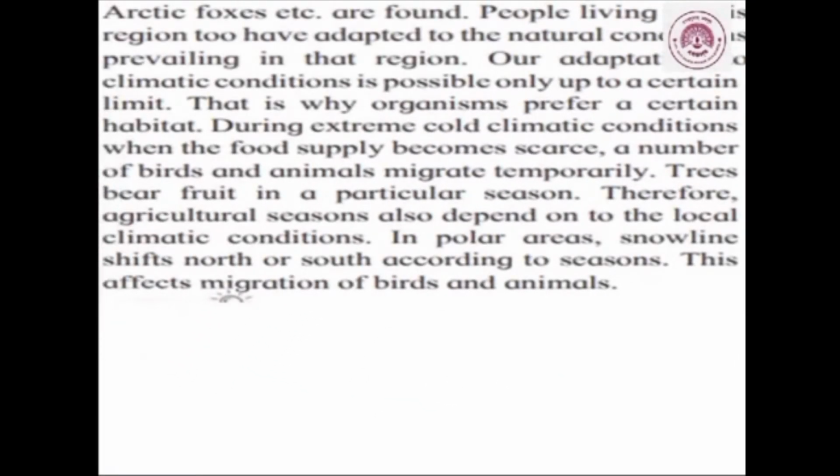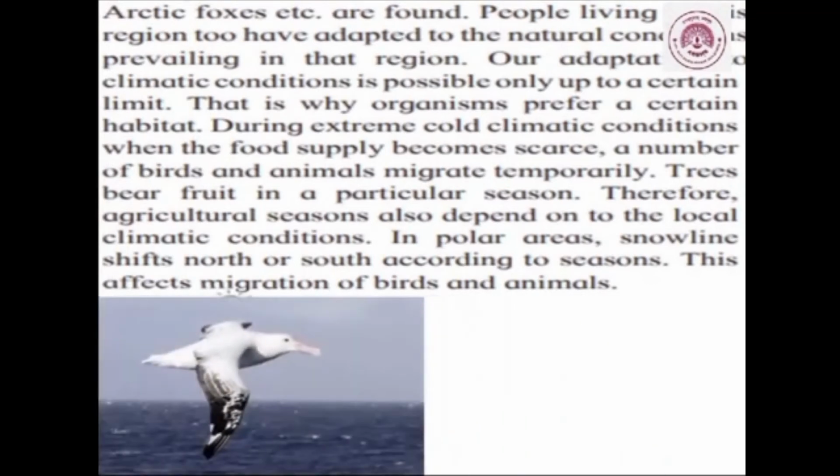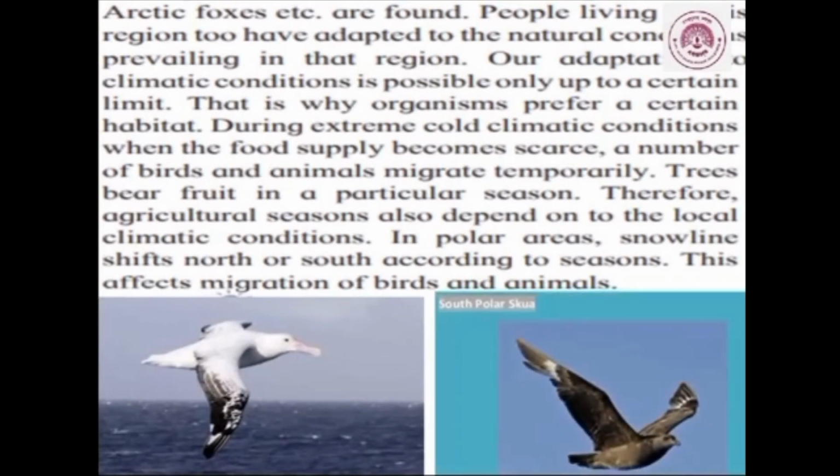People living in this region too have adapted to the natural conditions prevailing in that region. Our adaptation to climatic condition is possible only up to a certain limit. That is why organisms prefer a certain habitat. During extreme cold climatic conditions, when the food supply becomes scarce, a number of birds and animals migrate temporarily. Migrate means they go from one place to another and they come back again. Migration is going from one place to another.